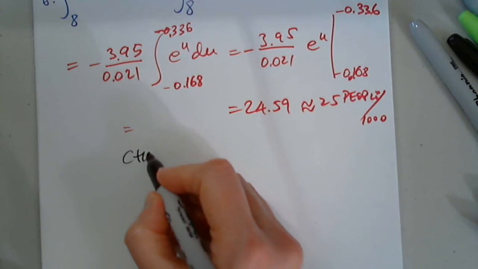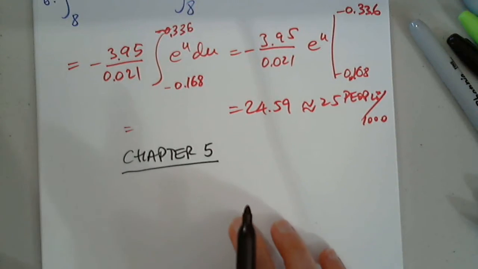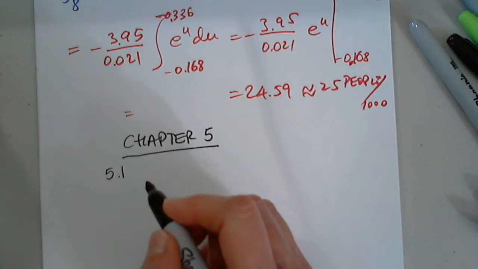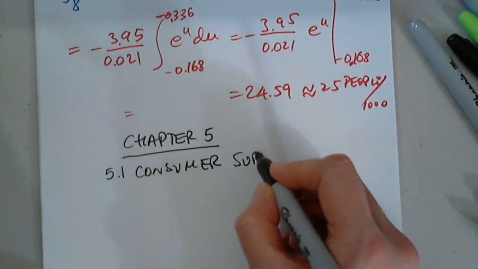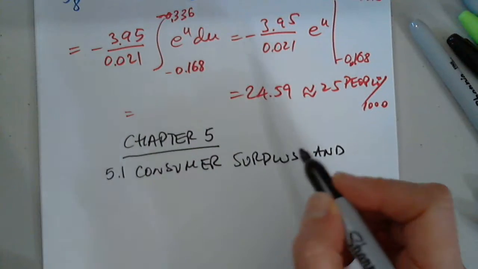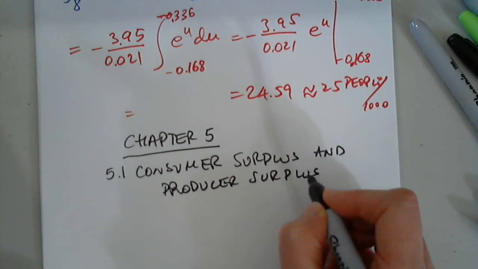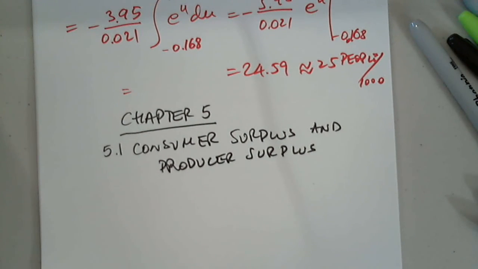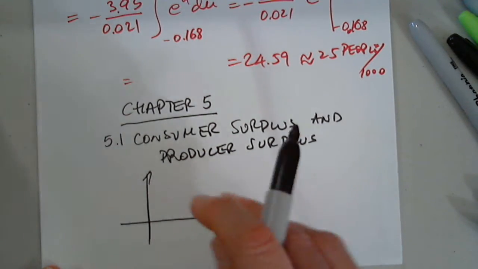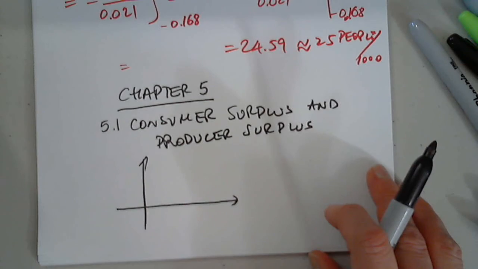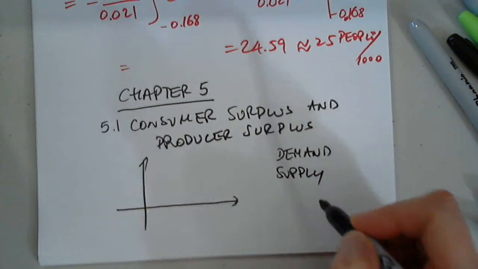Chapter 5. In chapter 5, we will only look at 2 sections. Section 5.1 first. It's called Consumer Surplus and Producer Surplus. A long time ago, some months ago, we looked at what is called demand and supply functions.